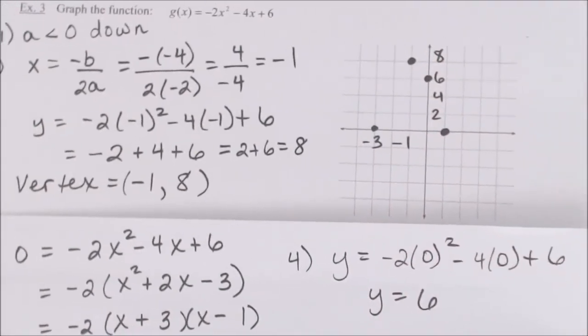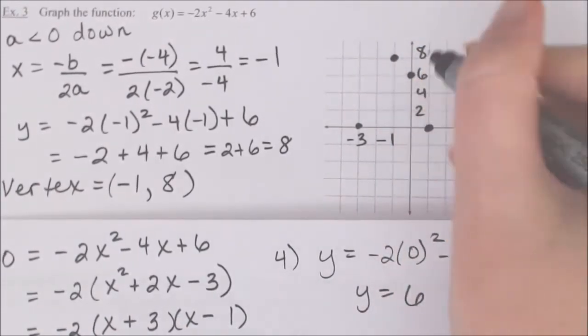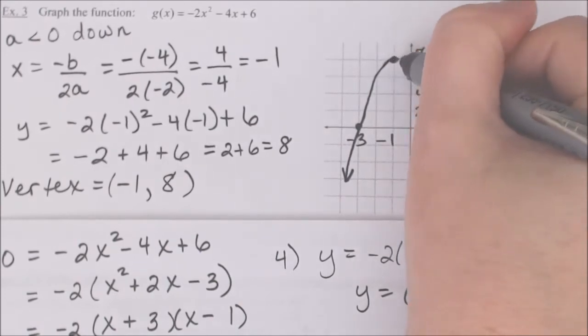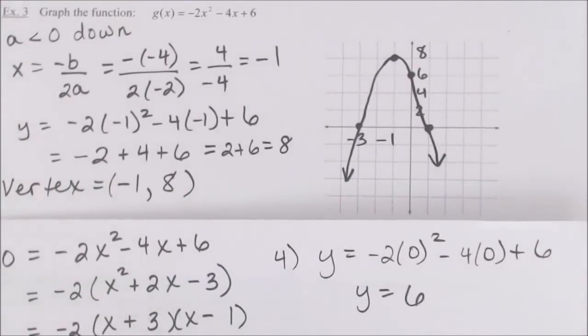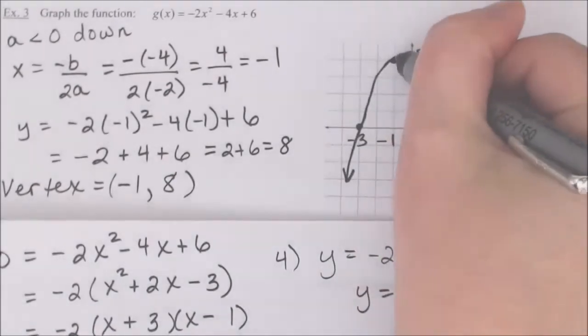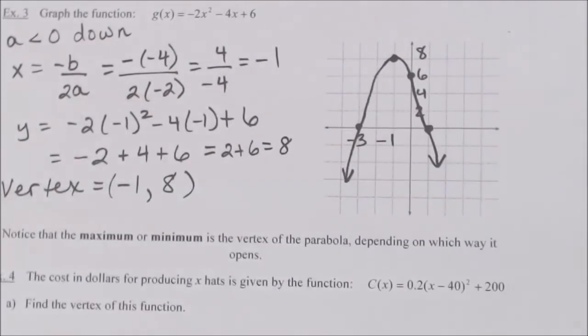And remember, we said this was going to open down. So this should make sense, if my vertex is here, that it's going to open down. So it's going to hit that x-intercept there, the y-intercept, and then the other x-intercept there. And that's going to be my equation. Notice it opened down, so the vertex was at the maximum again. That's our relative maximum.